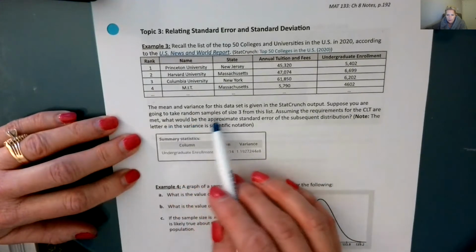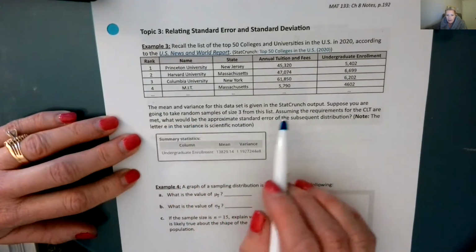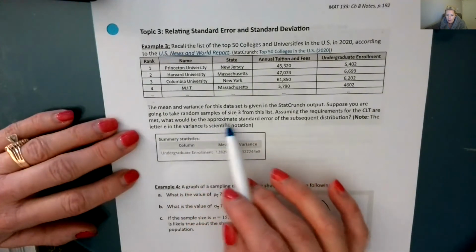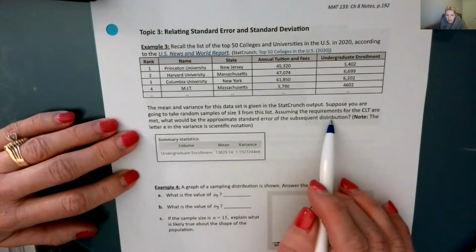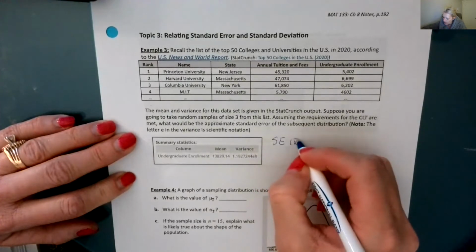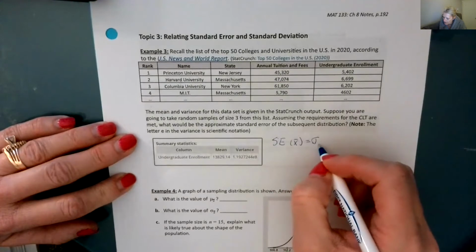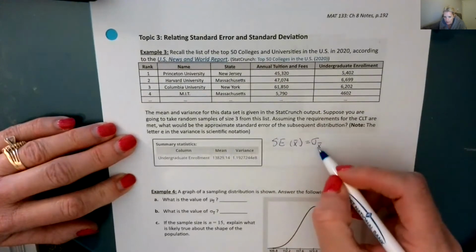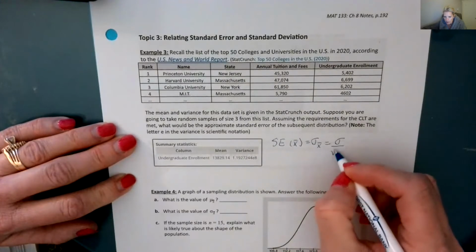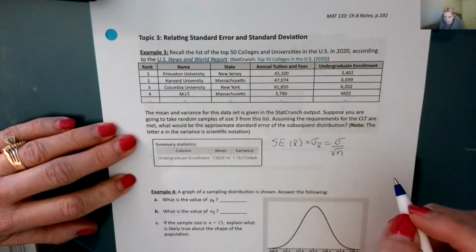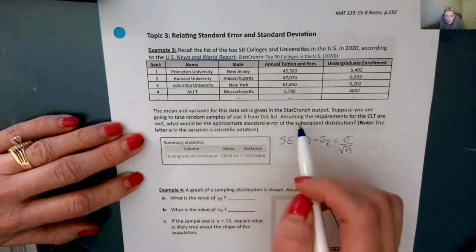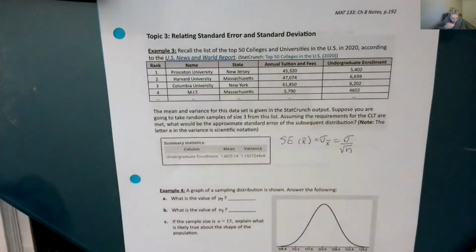Suppose you're going to take random samples of size 3 from this list. Assuming the requirements for the CLT are met, so we're assuming they're met, what would be the approximate standard error of the subsequent distribution? So the standard error is the SE of the X bar. It's the standard deviation of the X bar. So you're going to do this: the standard deviation of X bar is equal to the standard deviation over the square root of n.